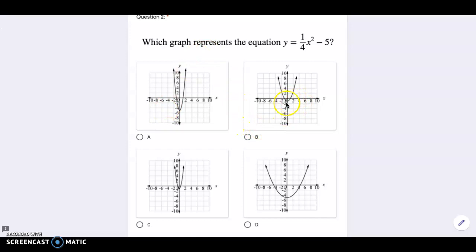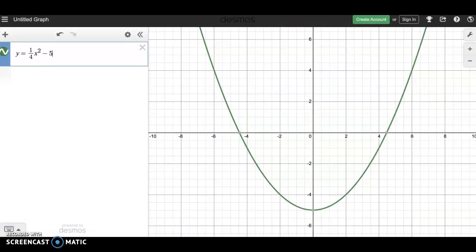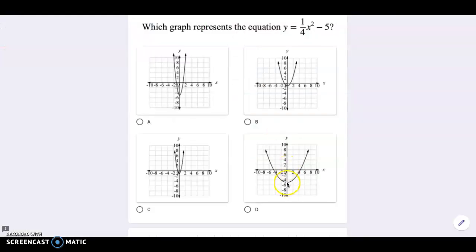Let's look at B. Wrong vertex, definitely not B. Definitely not C, wrong vertex. Now it looks like D, right? It's wide and it has a vertex of (0, -5). So it is D, okay?